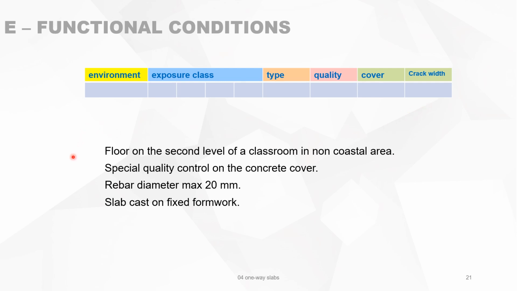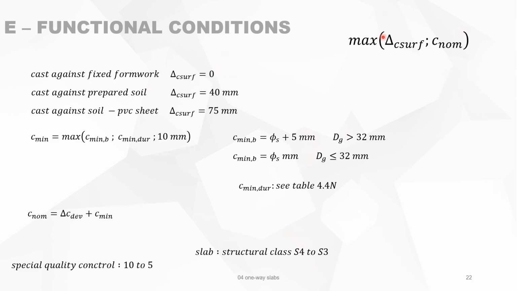So take now an example for a floor on the second level of a classroom in a non-coastal area. We will specify that there is a special quality control on the concrete cover. The maximum rebar diameter that we are using is 20 millimeters, and the slab is cast on fixed formwork. We start with the main formula. For delta C surf, we have seen that we are casting against fixed formwork, so this component is 0.